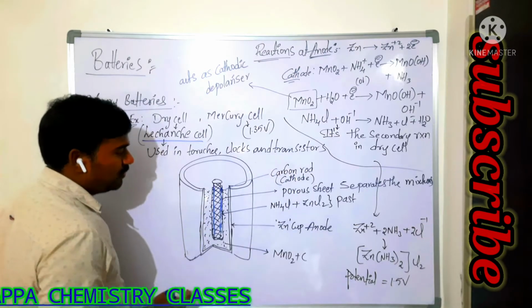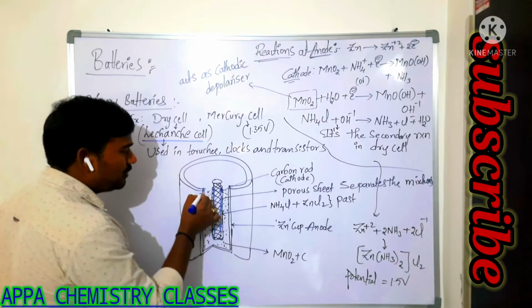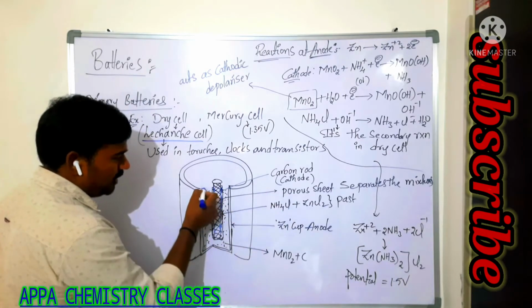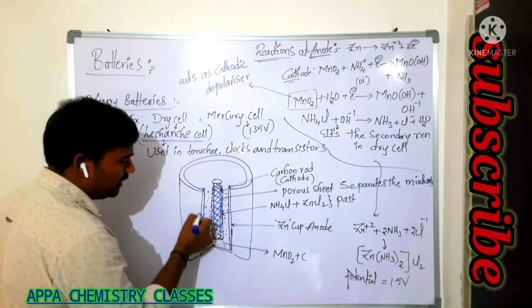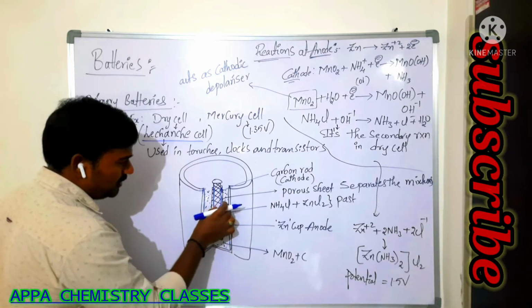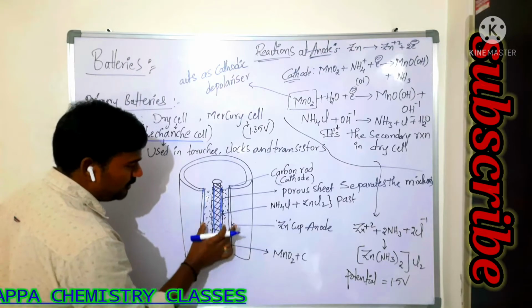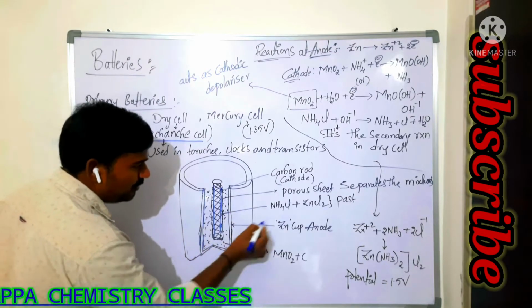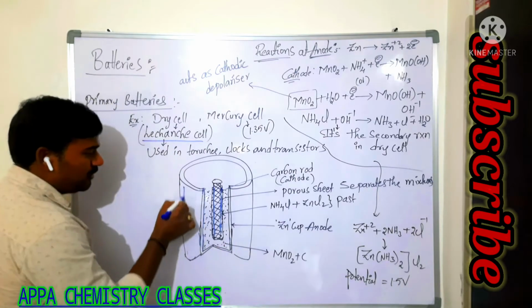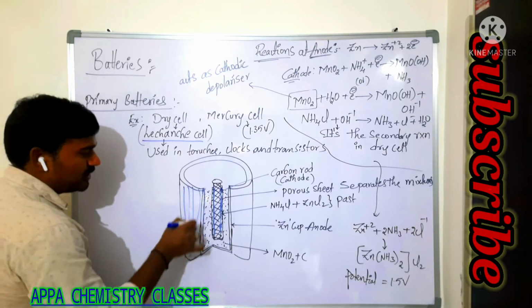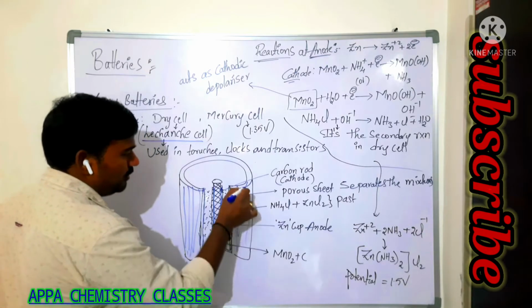Which acts as cathode, and which is lined with what? The zinc metal. This is a zinc cap, which is lined in between the zinc rod, and which is surrounded with some chemical. The zinc cap is said to be the anode, and whatever this part will be there, this part is packed with cardboard.